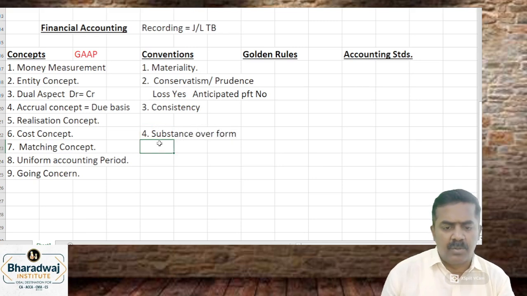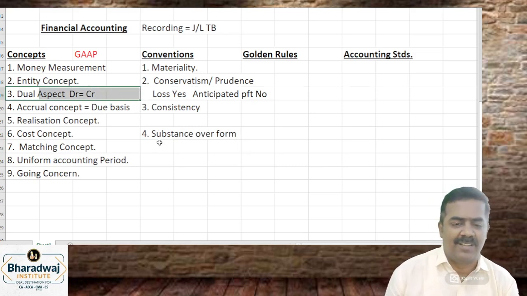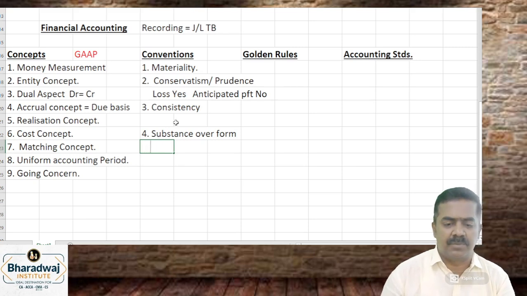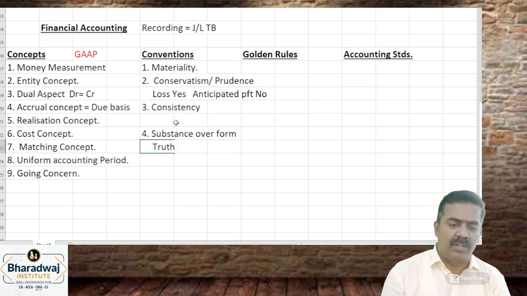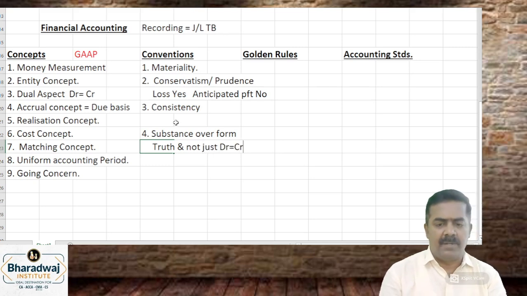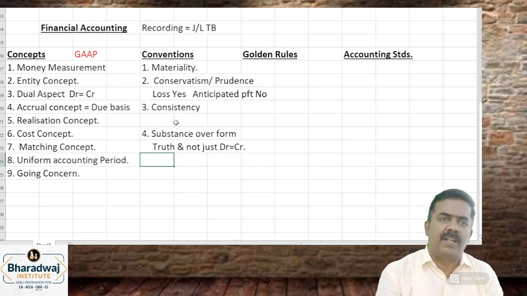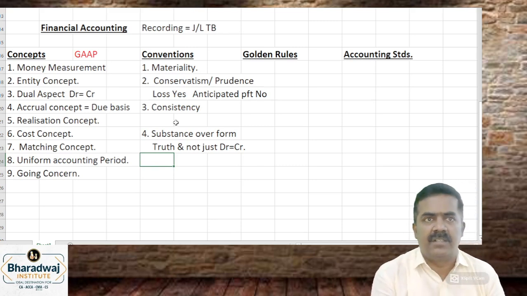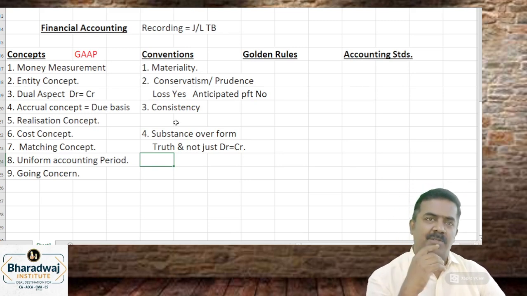Simple. Accounts is not merely debit and credit. It is not just debiting, crediting and recording. Substance means you should give the truth. Accounts should give what? Truthful information, and not just that debit is equal to credit. You should not prepare accounts just to match debit and credit. Ensure that you are preparing accounts with truthful information. If it is profit, say profit; if it is loss, say loss.